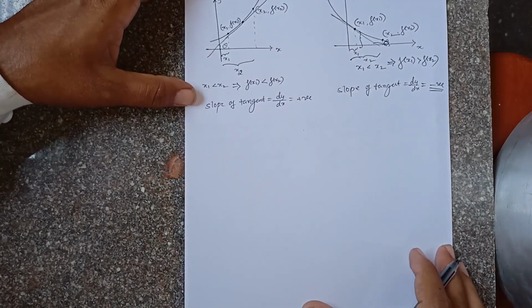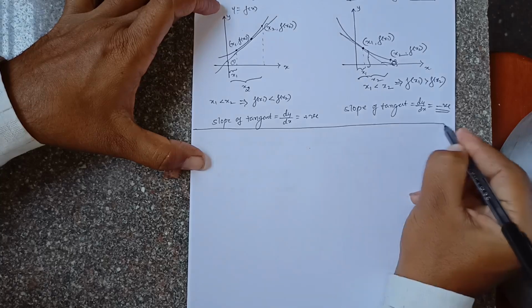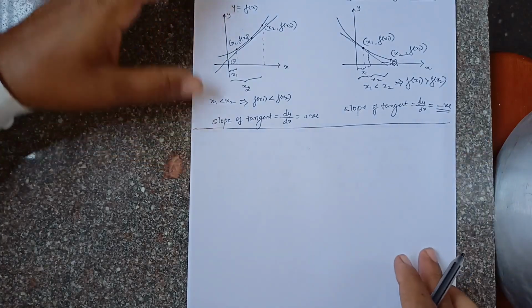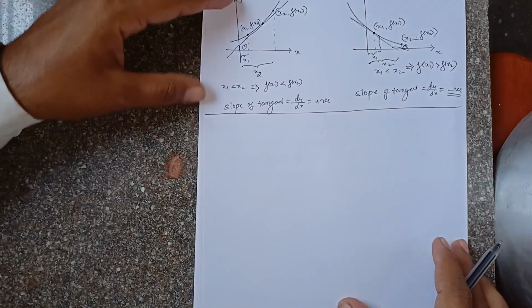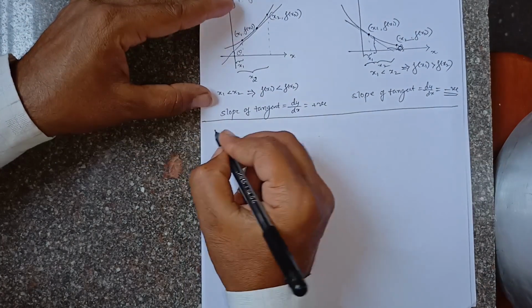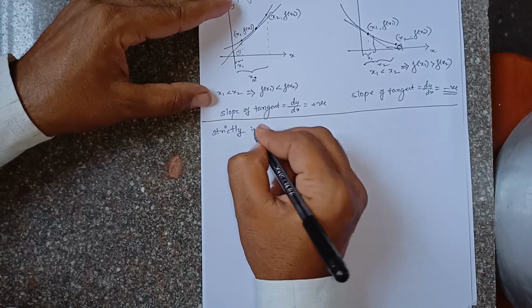Okay, this is about increasing and decreasing functions. I will take some of the graphs here just to explain you the conditions and also strictly increasing and strictly decreasing functions. First one, what is the condition for strictly increasing?